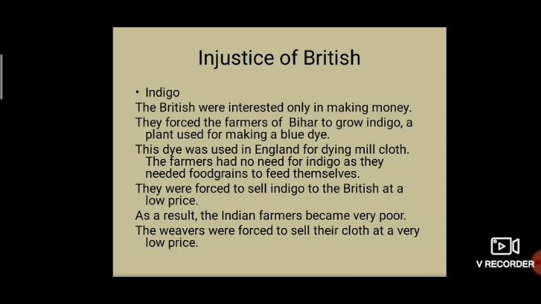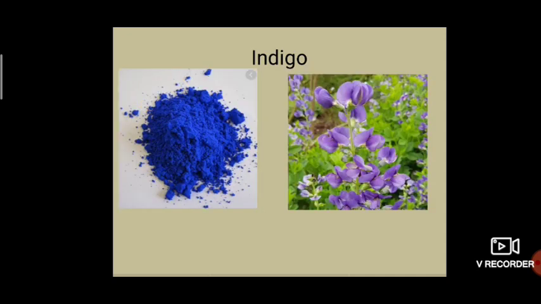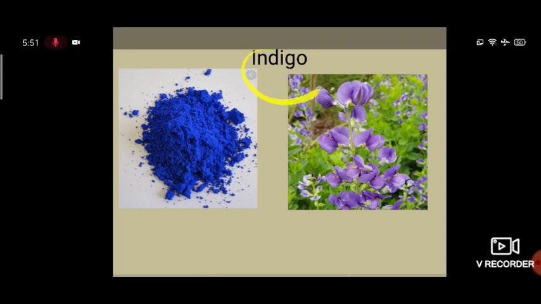Students, our next topic is the injustice of the Britishers. How the Britishers did injustice to the people in India, to the farmers in India. So this we will study with the example of indigo. What is indigo? Indigo is that plant which produces a blue color dye. The plant that produces blue dye is called indigo.